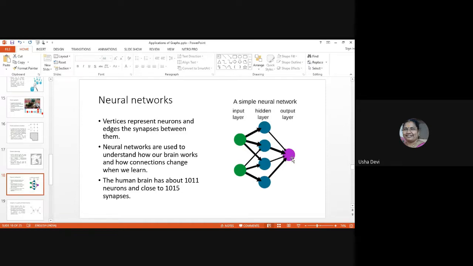Okay, and then it is compared with our brain network. In case of our human brain, there are 10^11 neurons, and it may have closer to 10^15 synapses. Then there is an interaction that is to be transmitted from these 10^11 neurons. This is a best example for our neural network applications.